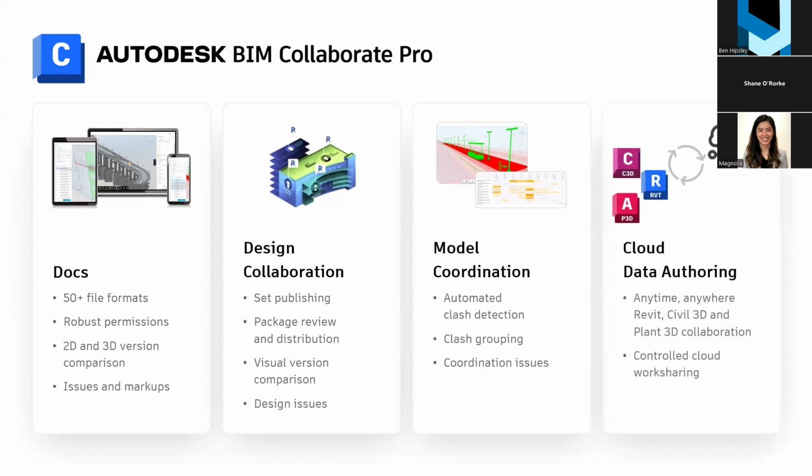Whereas with BIM Collaborate Pro, you'll get all these features of BIM Collaborate in addition to cloud data authoring functionality, right? So what that means is that you'll get the ability to do cloud collaboration for your AutoCAD-based tools such as Civil 3D and Plant 3D, as well as Revit cloud worksharing.